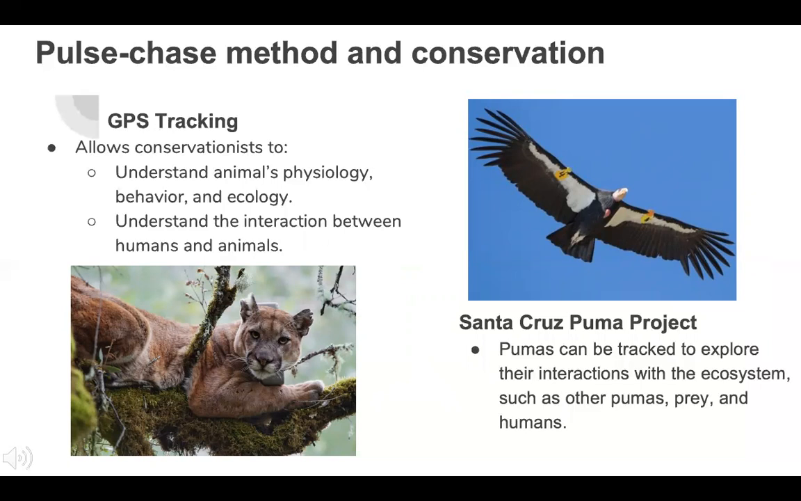Another example is how UC Santa Cruz has partnered with the U.S. Fish and Wildlife Service to monitor puma populations in Northern California. Using GPS collar tags, researchers can better understand their interactions with other pumas, prey, and humans. Both examples are similar to how labeled protein can be introduced into a cell to see where that protein goes and how that protein interacts with other parts of the cell.